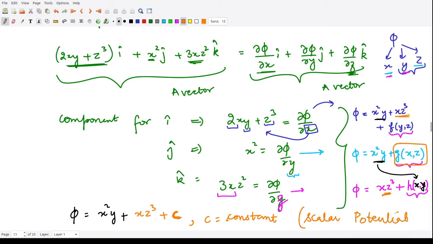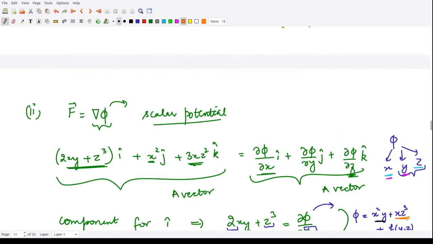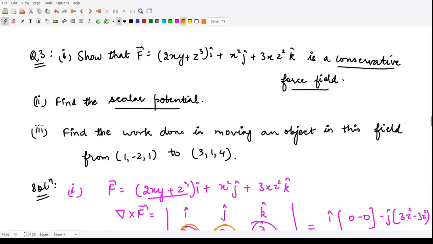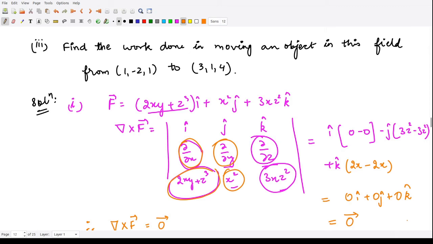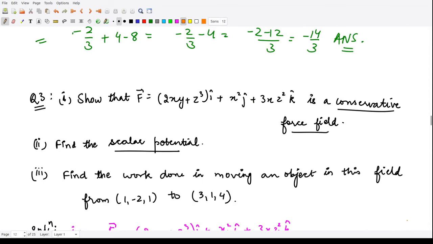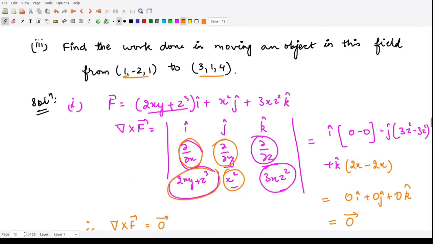This is the second part. For the third and final part, let us move on to our question. It says find the work done in moving an object in this field from the point 1, -2, 1 to the point 3, 1 and 4. So basically you are to calculate the work done. Now there are two ways. Either you calculate the integral of this particular function with respect to dr along the given curve from this point, or you can substitute these points in the given scalar function.